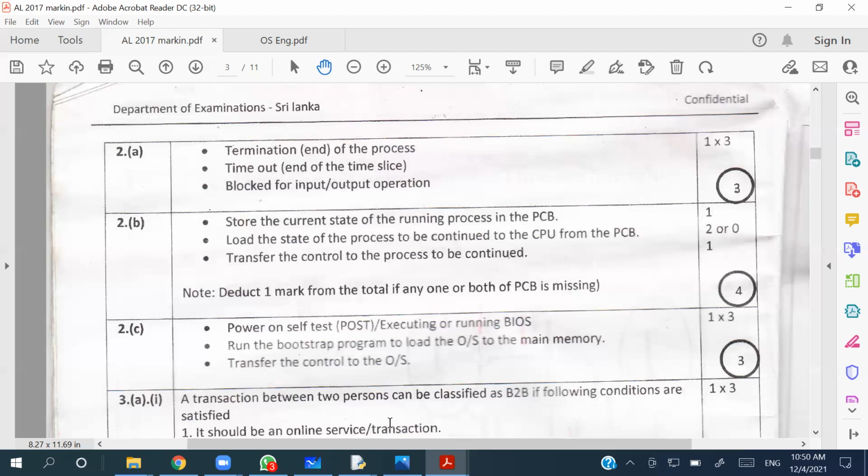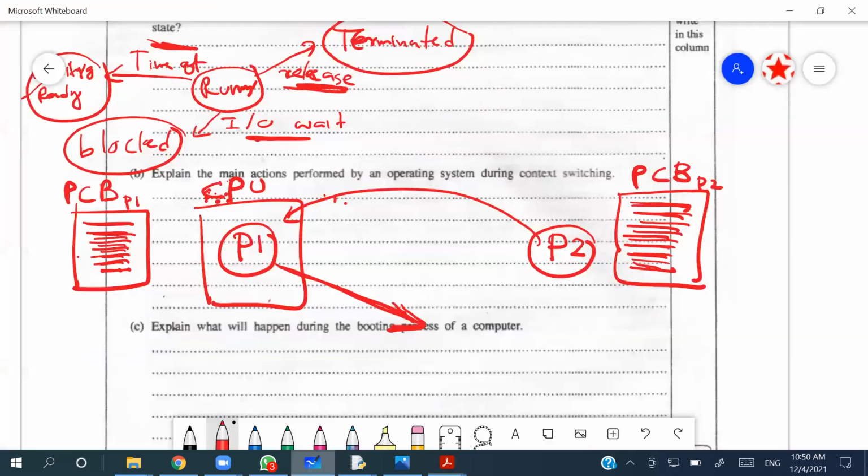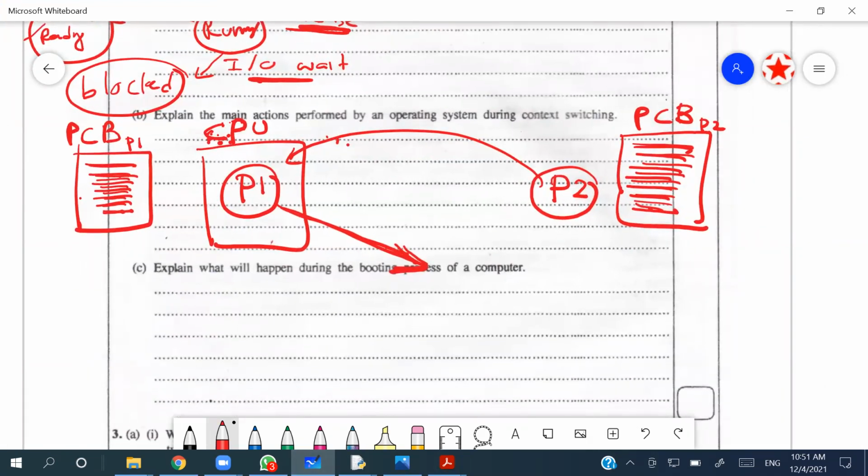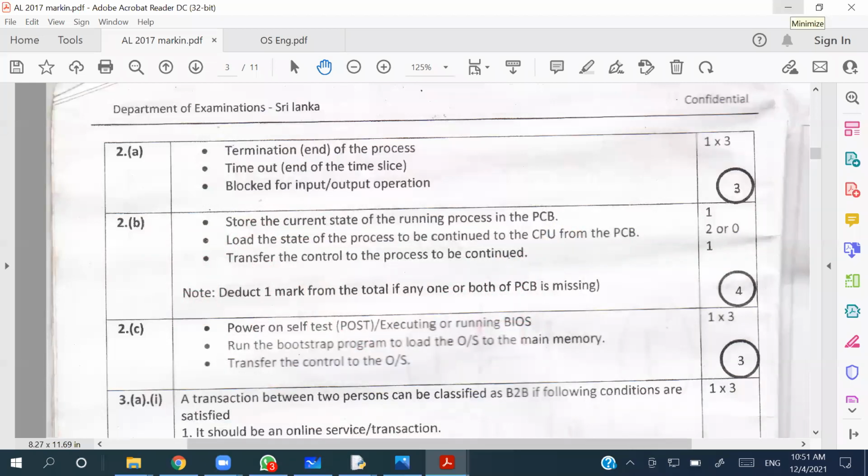Okay, so the C part is talking about our booting up process. Now, explain what will happen during the boot up process of a computer. Here it has been written very briefly: power on self test, or executing or running BIOS. One of those two, because once BIOS starts running, then the POST is executed. Right? So: power on self test, executing or running BIOS, run the bootstrap program to load the operating system to the main memory, transfer the control to the operating system. Right?